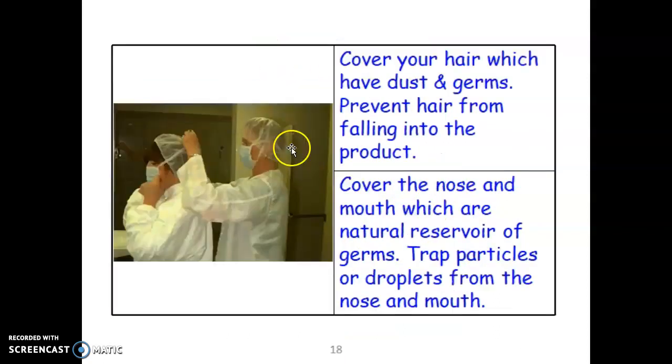Also cover your hair, which has dust and germs, to prevent hair from falling into the product. Also cover the nose and mouth, which are natural reservoirs of germs, to trap particles or droplets from the nose and mouth.